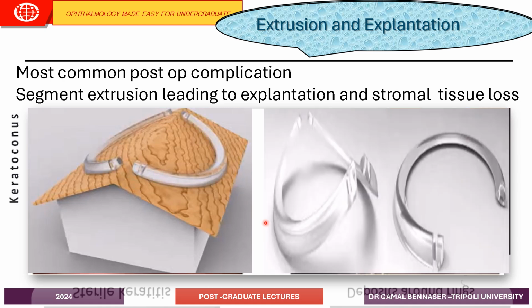This is commonly seen when sometimes there is a rotation of these two segments along one of the axes, so that the terminal ends will be exerting pressure on the stroma and bulging from the cornea. It looks like this. So it is sometimes preferable to use a single segment with a large arc angle, so that such complication of extrusion of the terminal ends of the segments is avoided.